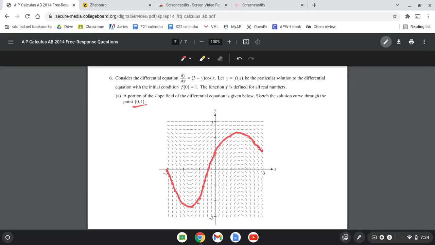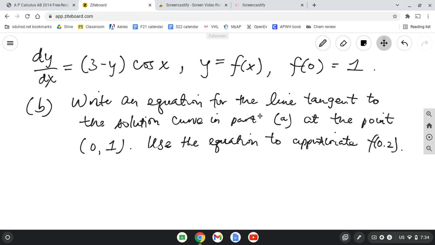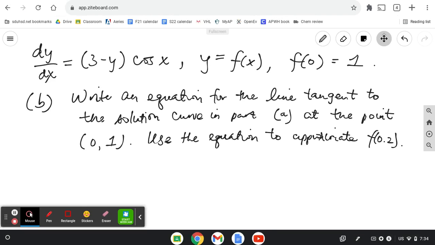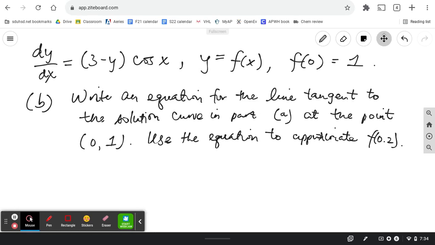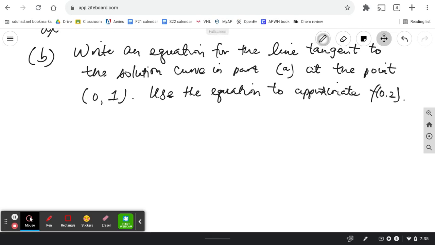Now, parts B and C have to do with working with the actual differential equation itself. Part B tells us to write an equation for the line tangent to the solution curve at the point (0, 1). And then we have to use the tangent line equation that we write to approximate f(0.2), where f(x) is equal to y, which is the solution to the differential equation. Typically, tangent lines are written in point slope form, but since we need to do an approximation, we want it in slope intercept form, so that it's just easier to plug in x.